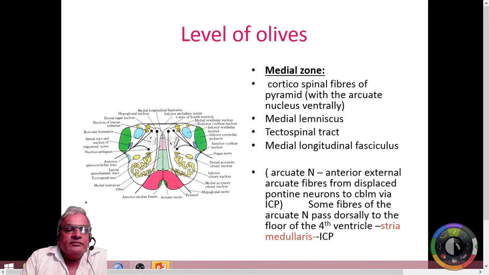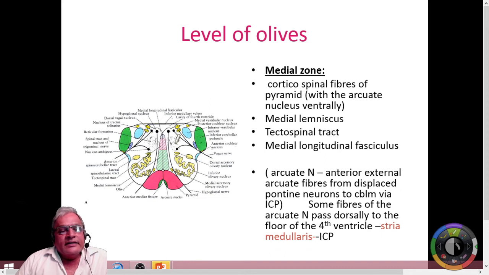What did I say now? I'll start from the beginning then. So this is the pyramidal tract. Then you have the medial lemniscus. Then you have the tectospinal tract and the medial longitudinal fasciculus. The tectospinal tract, we already said, comes from the tectum of the midbrain, the superior colliculus, towards the spinal cord.